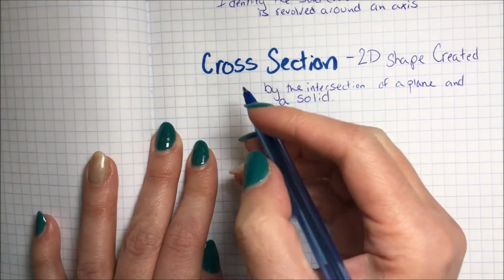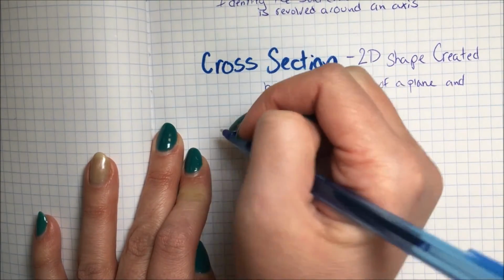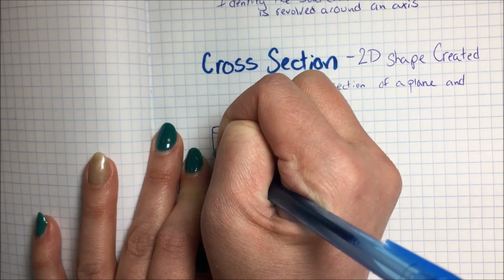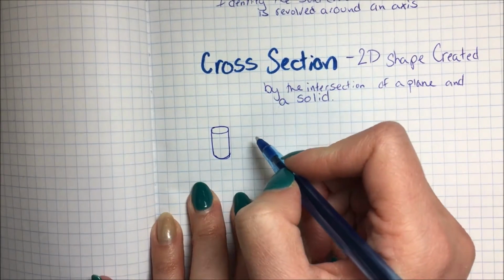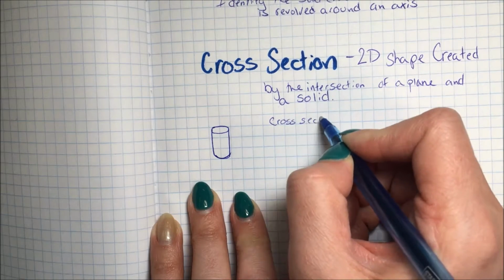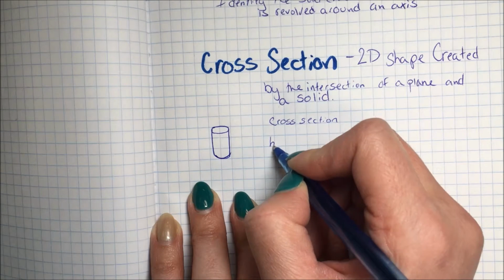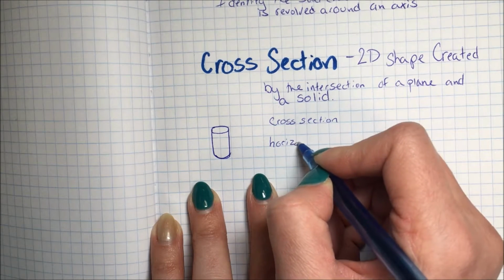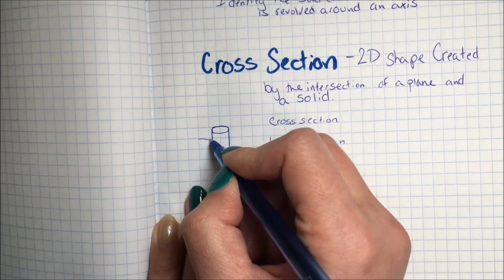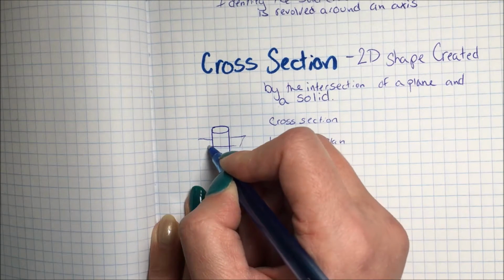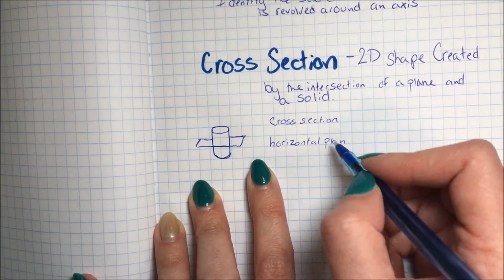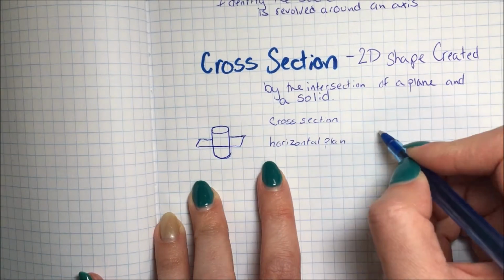Okay, so I'm going to start with a cylinder. Okay, so that's my cylinder. If I were to do the cross section using the horizontal plane, so that means that I'd have a plane kind of coming through like this. If you can imagine a little plane passing through that, that cross section, the place where they overlap, would be a circle.